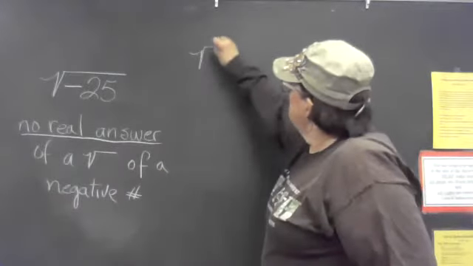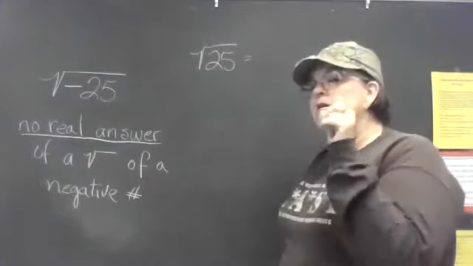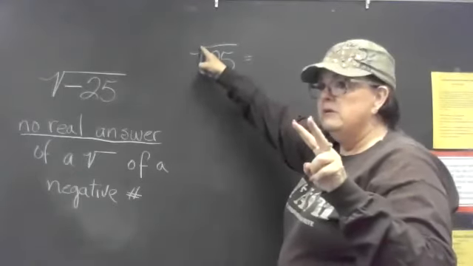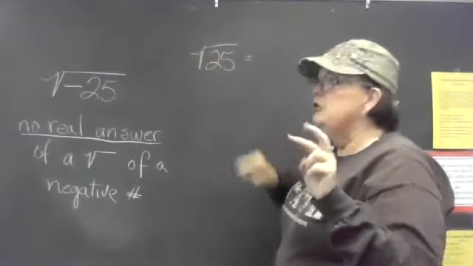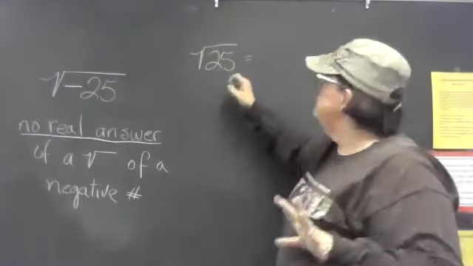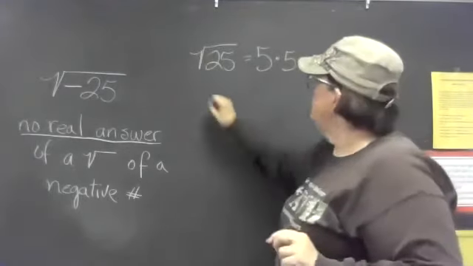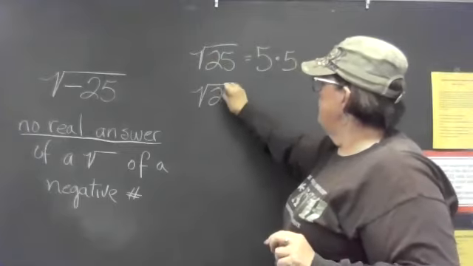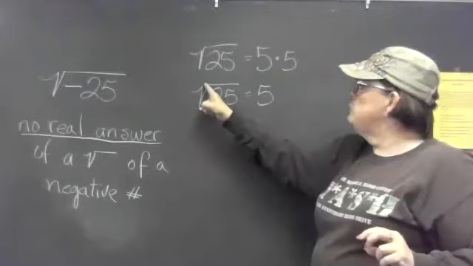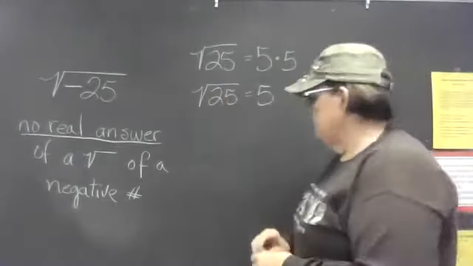If I want to find the square root of 25, that means I need to find a number that is multiplied by itself twice, because it's a square root, multiplied by itself 2 times to get 25. Well, most of us know that that is 5 times 5. And so the answer to the square root of 25 is 5, because that is the number that I can take times itself twice to get 25, okay? So now let's do this.